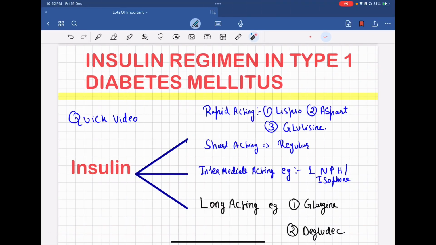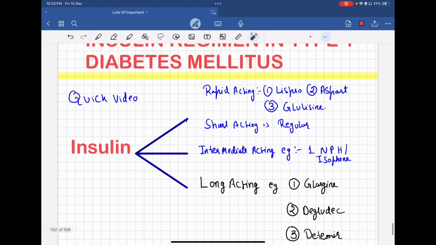So hey guys, today we are going to learn how to prescribe insulin in type 1 diabetes mellitus and what dose, right? So, the insulin regimen in type 1 diabetes mellitus. This is going to be a very quick video and we are going to have a very practical approach. I will first sensitize you with all the names and then I will explain why they are called this and how to prescribe them, right?